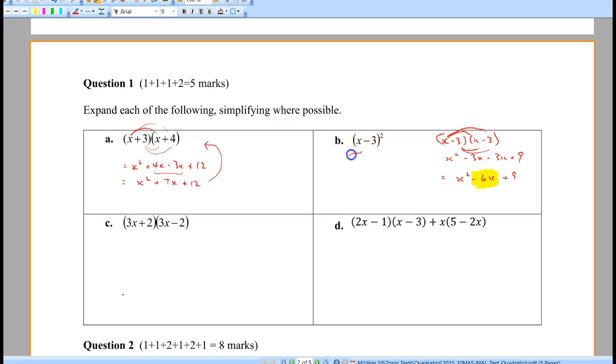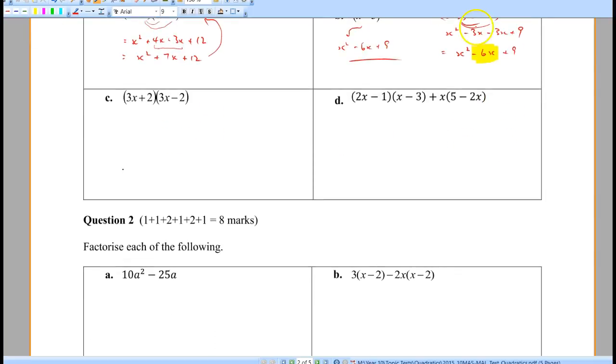A quick way, if you want to think of it this way, is you square the first term, you get the product of the two terms, which is minus 3x, and you double it, and then you square the last term. If you can remember that shortcut, then by all means. Otherwise, do it this way.